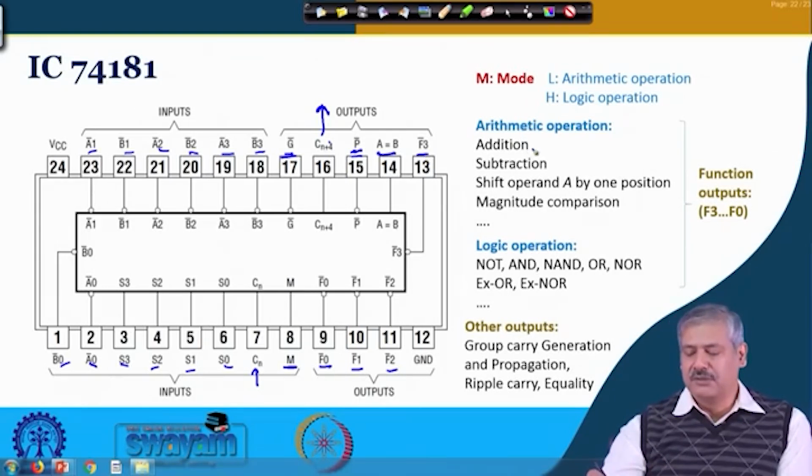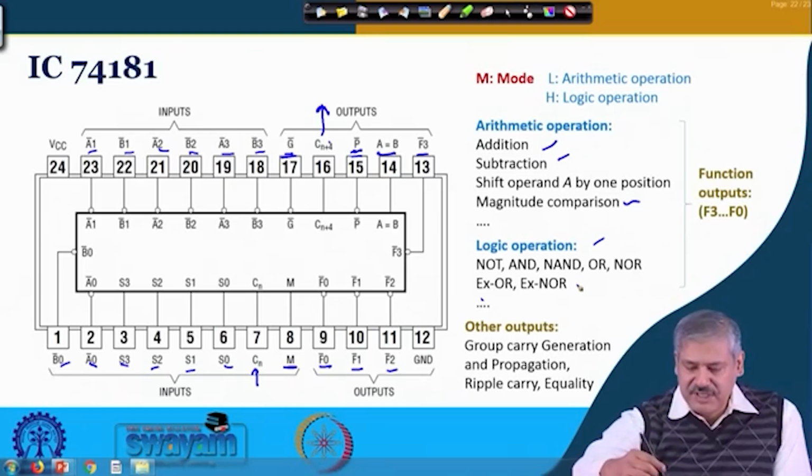These include addition, subtraction, and shift of operand A. A is considered as the main operand here, shifted by one position. Then magnitude comparison is not available directly, because there is no direct output as A greater than B or A less than B. A equal to B is there, but not the other cases. By some other means we can do it. We shall also see logic operations like NOT, AND, OR, NOR, XOR, all these common things are there, and more than that also. Okay. So, this we shall see.